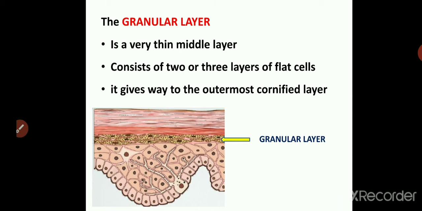Then the granular layer. The granular layer consists of 2 to 5 rows of flattened rhombus-shaped cells. So it is a very thin middle layer. The cells of this layer contain a large number of keratohyaline granules. That is why it is called the granular layer. And they stain very deeply. These granules give a very deep stain.